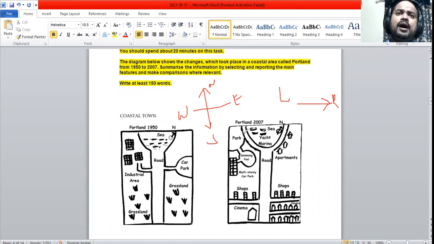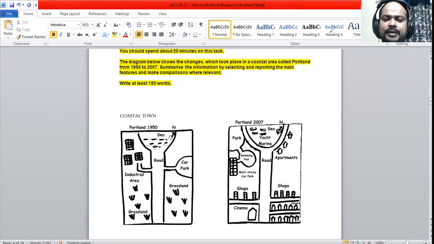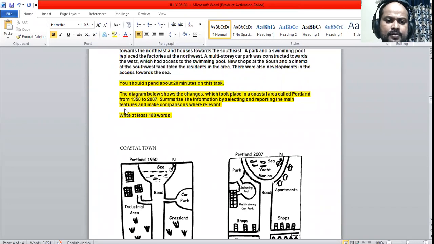So based on the locations, we are going to describe how it was and how it changed. The main thing we need to focus on is the change which happened in 2007 when compared to what was there in 1950. So let's see in detail how we can address this particular task from the very beginning. So I go with the introduction here.